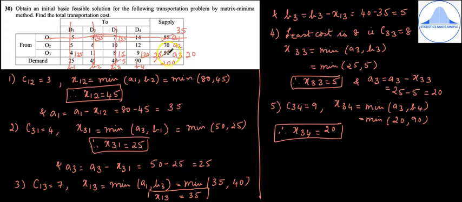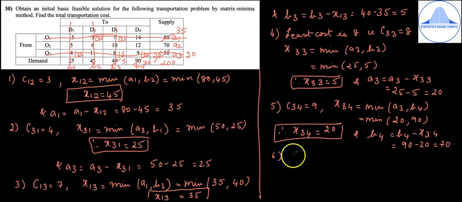Now you have to check whether 20 is matching with the availability or the requirement. You see that 20 matches with the availability at O3, so you have to delete O3. And next you have to change B. So B4 is equal to B4 minus X34, which is equal to 90 minus 20, which is equal to 70. So score out 90 and then write 70.